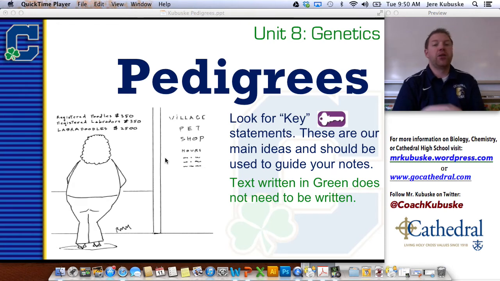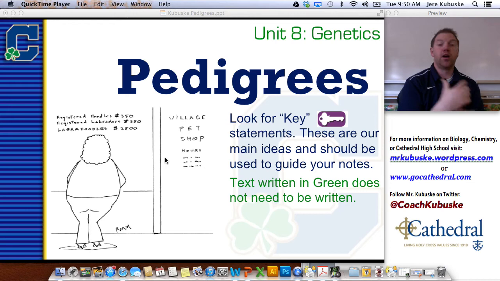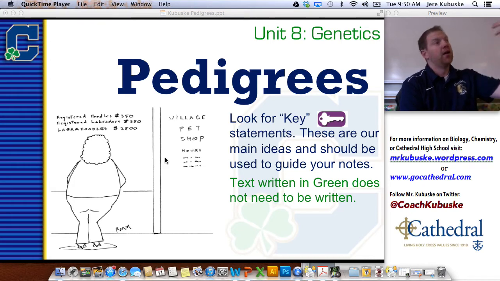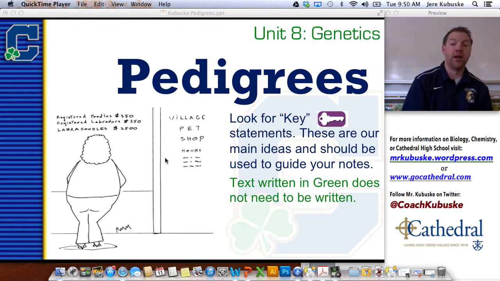A lot of times pedigrees are associated with dogs. If your dog has papers, what that means is your dog is purebred, and we can prove that by going through the family lineage of your dog, looking at his or her parents and grandparents and great-grandparents. They're all going to be the same type of breed, which means your dog is purebred. Okay, and people pay a lot of money for purebred dogs.